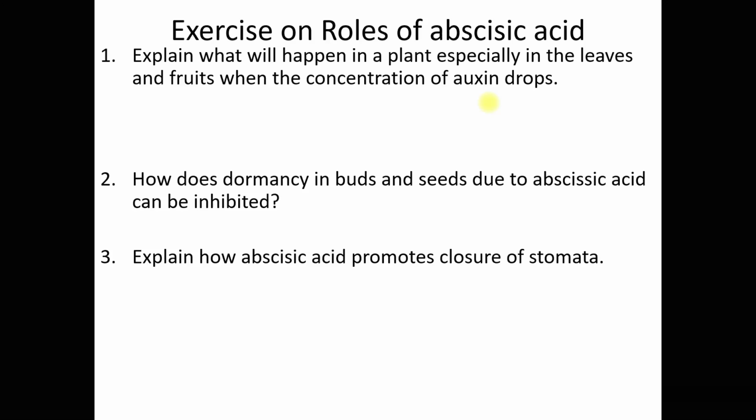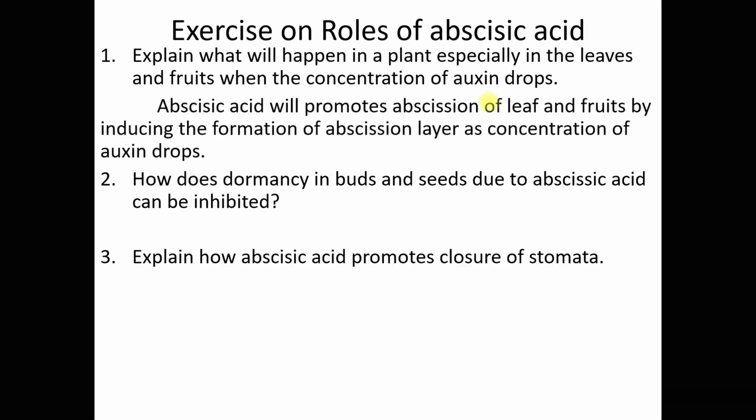Explain what will happen in a plant, especially in the leaves and fruits, when the concentration of auxin drops. Abscisic acid will promote abscission of leaf and fruits by inducing the formation of abscission layer as concentration of auxin drops. How does dormancy in buds and seeds due to abscisic acid get inhibited?